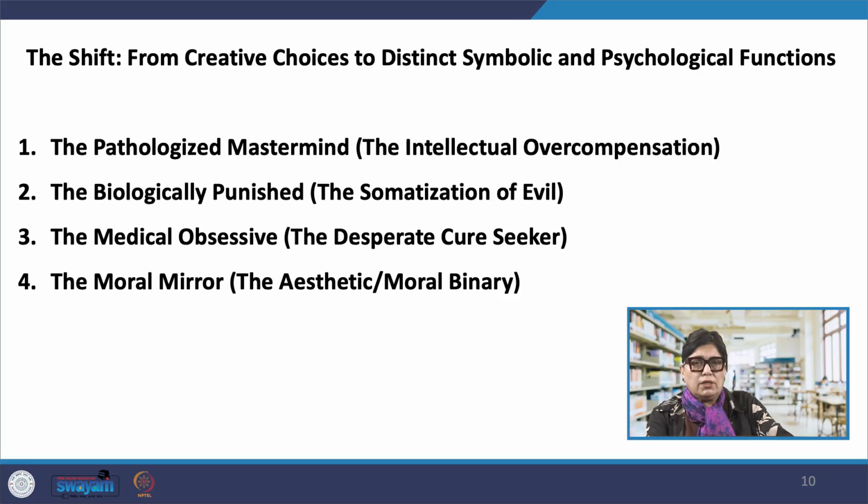Coming to the biologically punished, the somatization of evil. The clinical framing: the character commits an immoral or taboo act, and their subsequent disability or disfigurement is inflicted as a direct, visible consequence of their sins. The medical humanities critique says this relies on somatization, rendering a moral failing into a physical symptom.